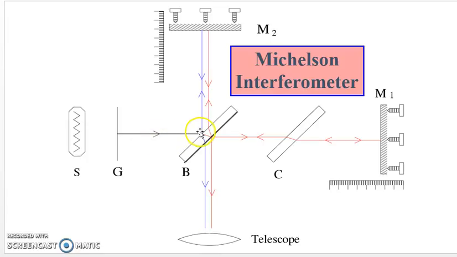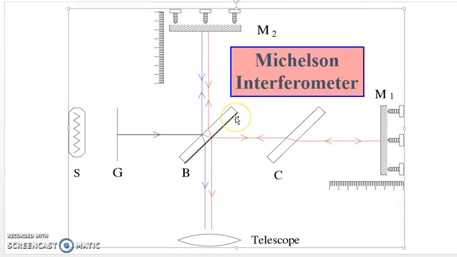converging lens, beam splitter which has a reflecting coating on the backside, compensating glass, fixed mirror, and movable mirror, which is graduated on a scale in millimeters and centimeters. The two beams after reflection from M1 and M2 will pass through the beam splitter and reach the telescope. One beam after reflection from the beam splitter will move to M1, reflect back and pass through the compensating glass again and reach the telescope, and the second beam after reflection from the back surface of the beam splitter will move towards M2, reflect back and again pass through the beam splitter and reach the telescope.